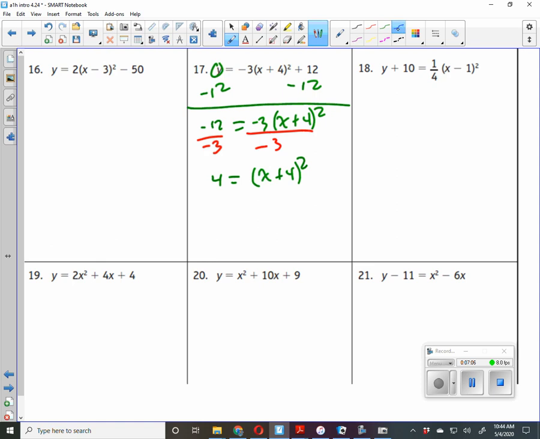Now I can take that square root and almost done, aren't we? Plus or minus 2. Don't forget the plus or minus. If you do that, you'll end up with one answer instead of two. X plus 4. If I subtract 4, I get x equals negative 4 plus or minus 2, which tells me x is equal to negative 2 and negative 6.